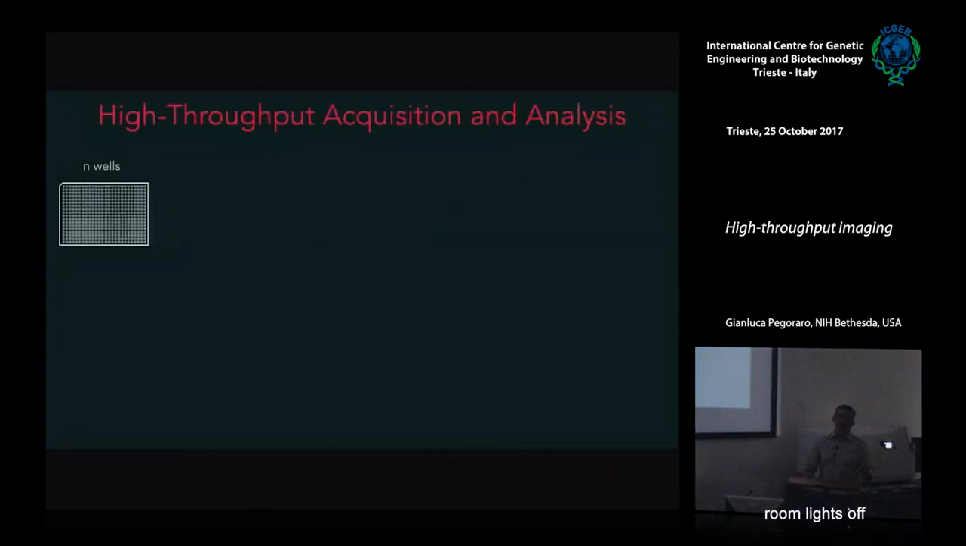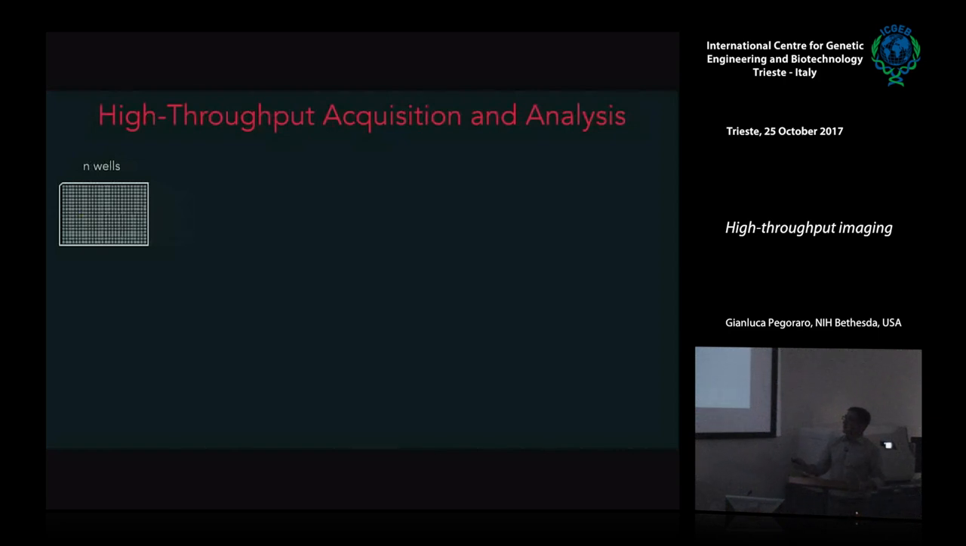So digging a little bit deeper into the high-throughput microscopy part, the image acquisition part, as I mentioned before, the idea is to grow cells and treat them in multi-well microtiter plates. The most common formats used in academia are 96 or 384 well plates, and the pharmaceutical industry is actually moving to higher density plates, such as 1536 well plates.